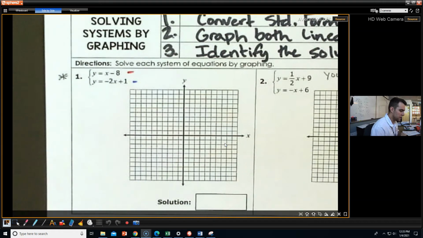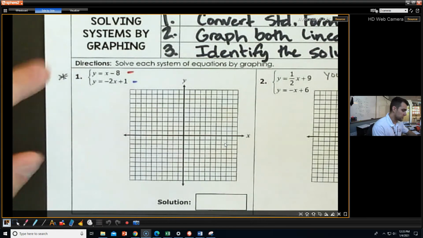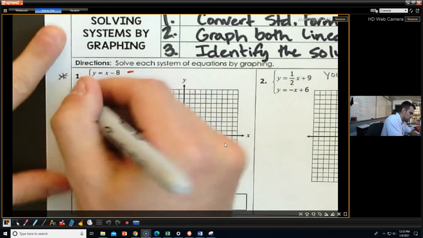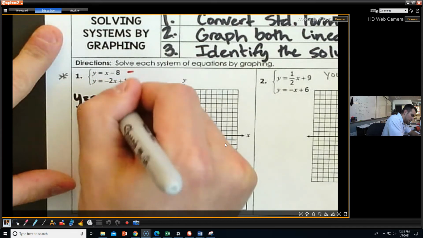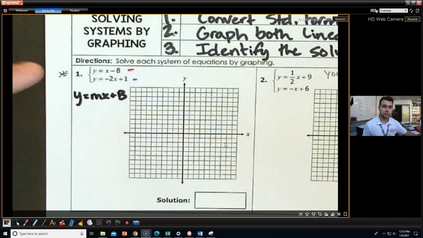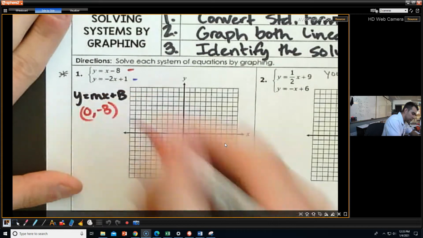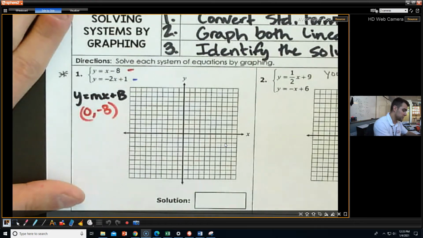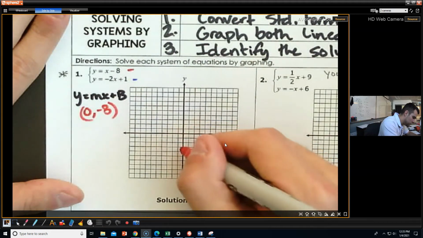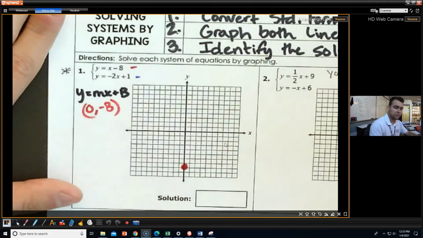So let's start with the red one. y equals x minus 8. Again, we're all going to be using y equals mx plus b. That has not changed. I'm going to start with my y-intercept, right? Well, my y-intercept in this case is negative 8. So I should expect to see the point (0, negative 8) on my graph, right? So I'm going to plot that point first. (0, negative 8) is going to be 1, 2, 3, 4, 5, 6, 7, 8 right there. Okay, that's my first point.